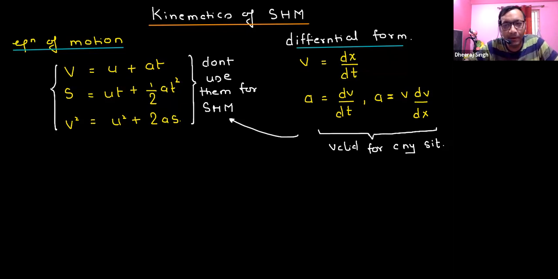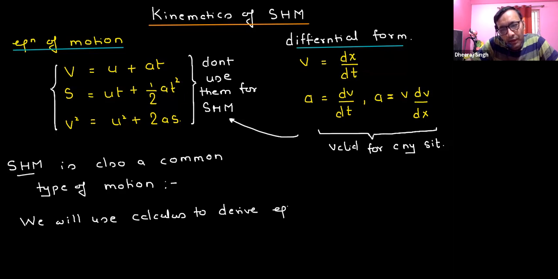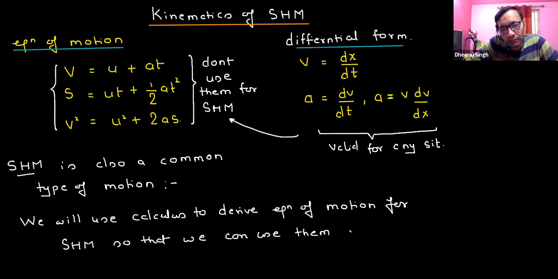Now, even for SHM, SHM is also a common type of motion, although acceleration is not constant. So what we will do is use calculus to derive equations of motion for SHM, so that we can use them directly. Okay, so let's see how we can derive it, and then we will have some questions based out of it.